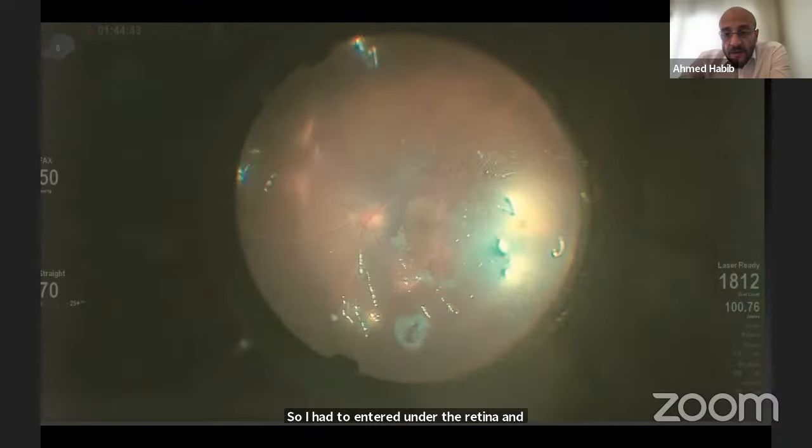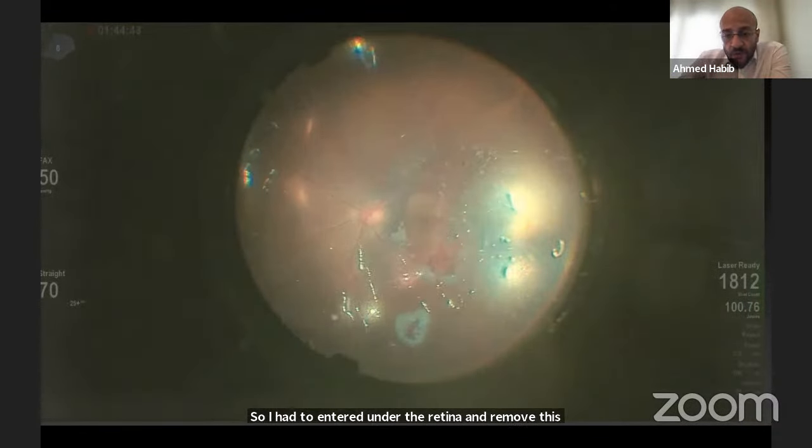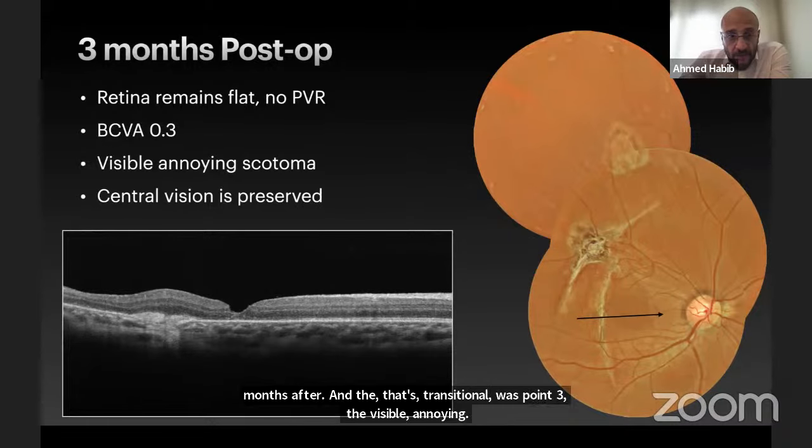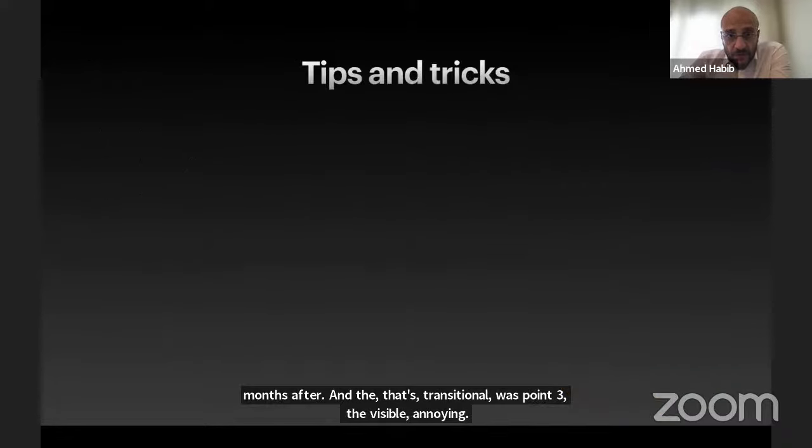Maybe in hindsight, I wouldn't do this. I would touch the whole retina and reflect it and remove the clot from under the fovea. But this is what I did. But fortunately, the retina remained flat. She's now 9 months after. The best visual acuity was 0.3. The visible annoying scotoma was there, and the central vision was preserved.